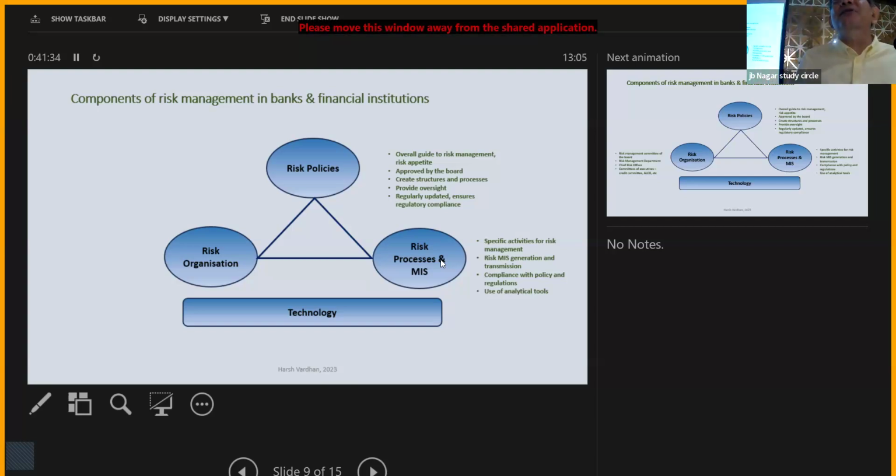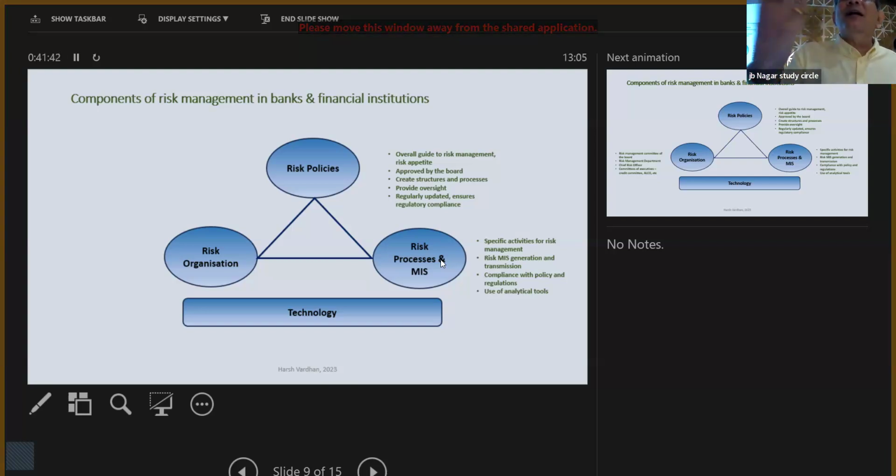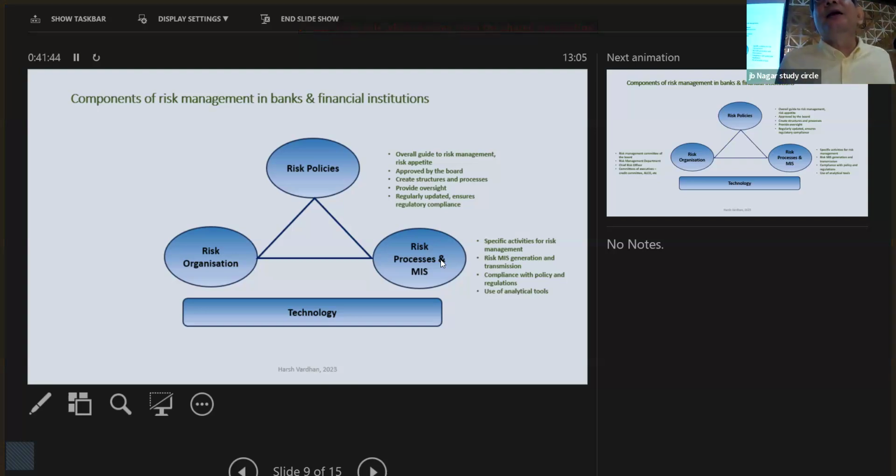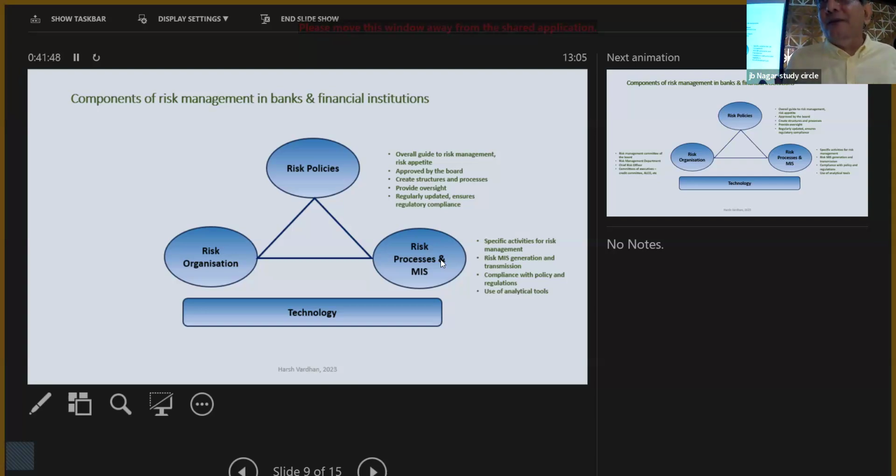When the IndusInd episode happened, I made sure, which we anyway do, that our whole derivative exposure is within limits and is being tracked, and is being valued properly. All of that I got done as a one-time exercise. So this is an example of MIs, because without these MIs, I will have no way of knowing, right? So MIs become quite important, and also compliance with policy and regulation.